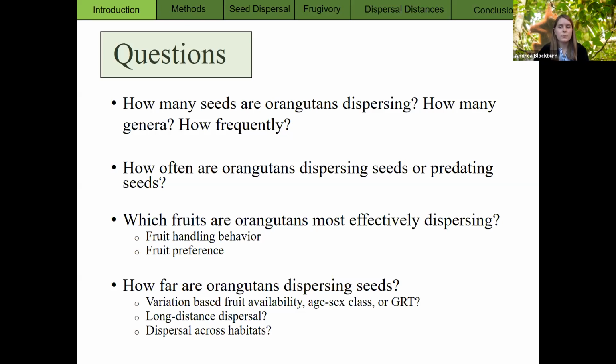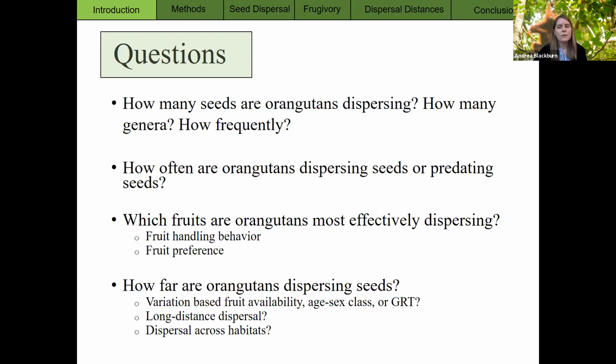Next, we wanted to understand which fruits orangutans are most effectively dispersing. For this question, we constructed a mutualism-antagonism continuum of orangutan seed disperser and seed predator behavior. We plotted this continuum against orangutan fruit preference, and then using the seed dispersal effectiveness framework, we identified the most effectively dispersed fruits by orangutans.